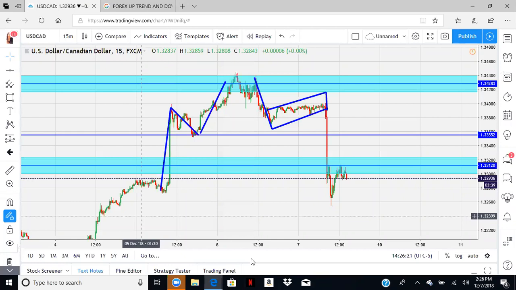Could you show where you place your swing high to low when you sometimes use fibs on the top of your flags? Yeah.